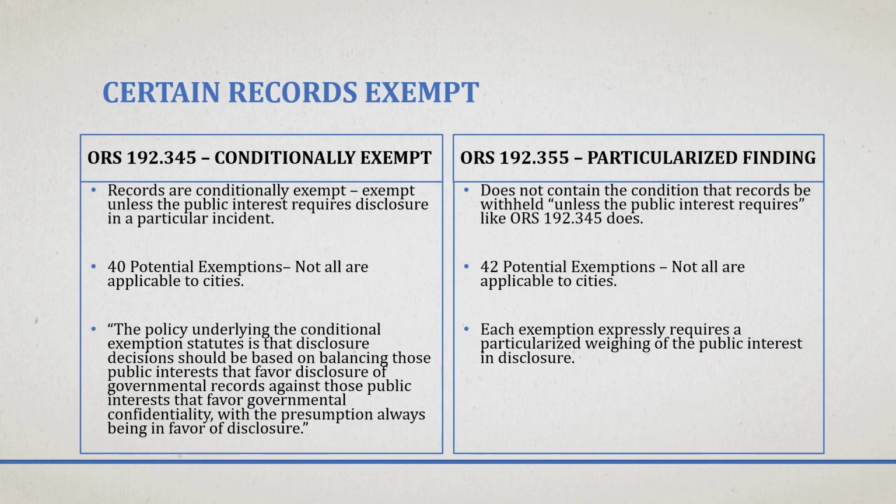There are certain types of records that are exempt. There's probably between 40 to 50. We're not going to go through them all here. The people who are most intimately familiar with whether or not records are exempt are probably your city recorder, your city manager, and your city attorney. Generally, there's two types of exemptions. There's the conditionally exempt exemptions, and then there's a particularized finding.